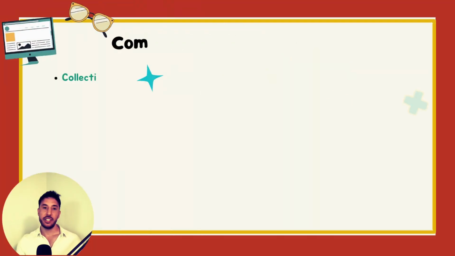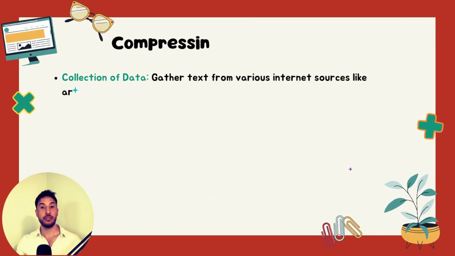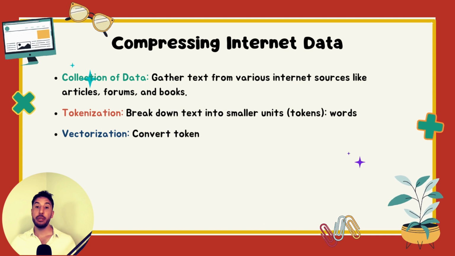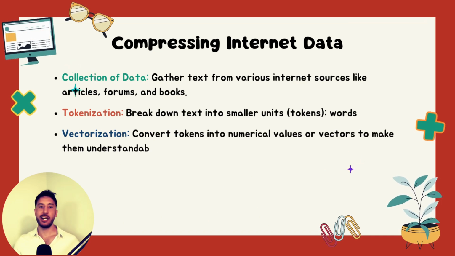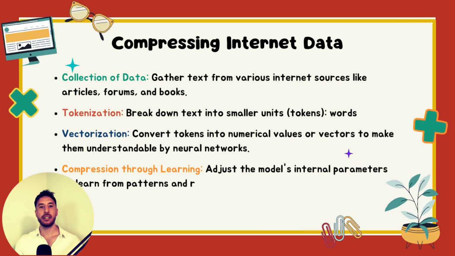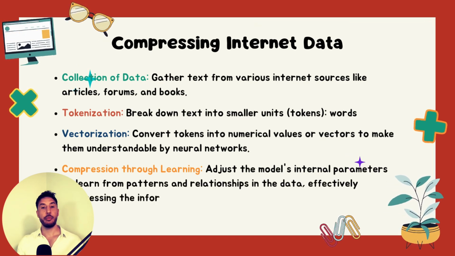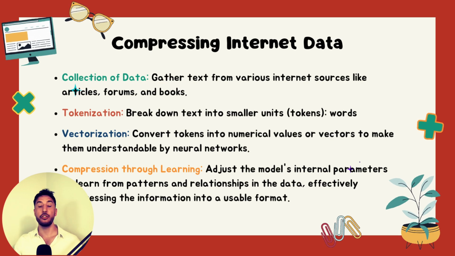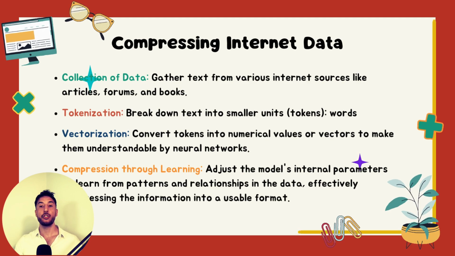First of all, collection of data. Large amounts of text data are collected from the internet. Again, this could include websites, articles, books, and forums, which is then pre-processed. This step can involve removing unnecessary parts like HTML code, correcting errors, and simplifying the complex structure. Next, the text is broken down into manageable pieces such as words and subwords, which are known as tokens. The tokens are then converted into numerical values or vectors that the large language model and the neural networks can understand. The model then learns from this processed data by adjusting its internal parameters, which are known as weights.